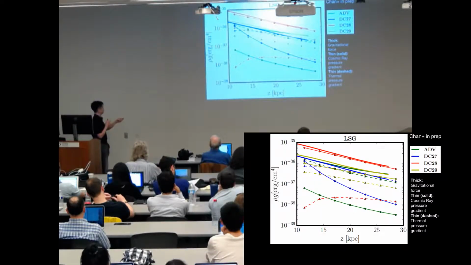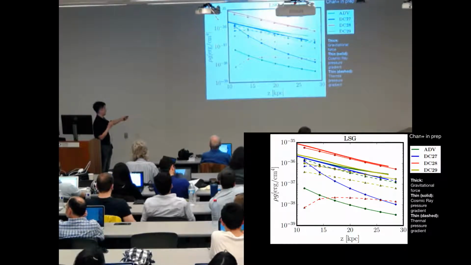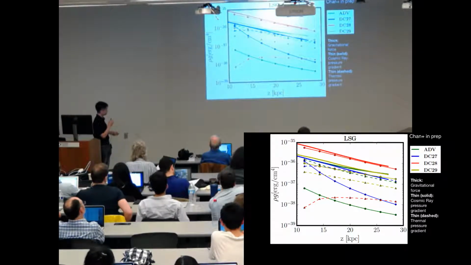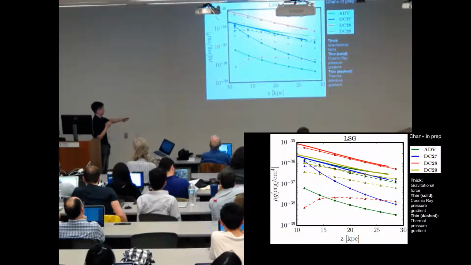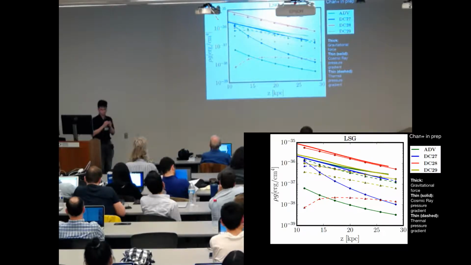Here is the gravitational force on the gas compared with the cosmic ray pressure gradient and the thermal pressure gradient. What we find is that at a sweet spot of the 3 times 10 to the 28 diffusion coefficient, the cosmic ray pressure gradient is comparable to the gravitational force. Without cosmic ray diffusion, it is basically thermal energy supported, so it has to have a very high temperature. At a higher diffusion coefficient, the cosmic ray pressure gradient and the thermal pressure gradient are comparable.